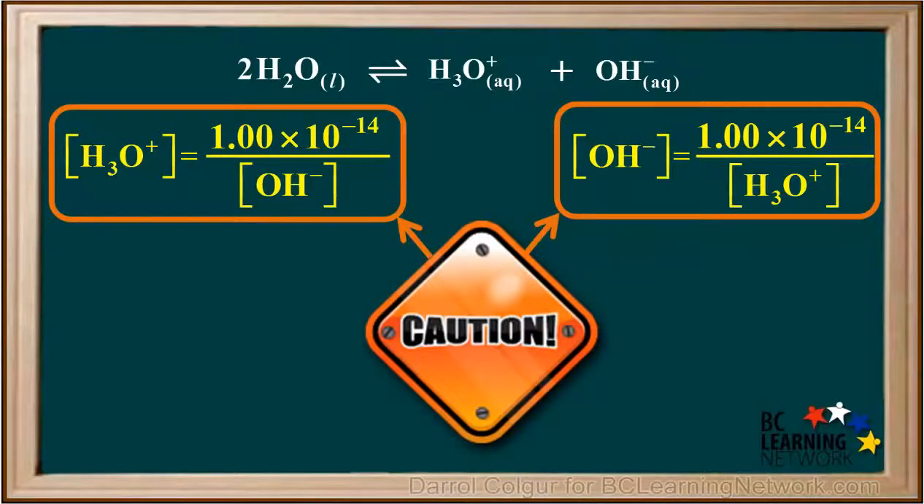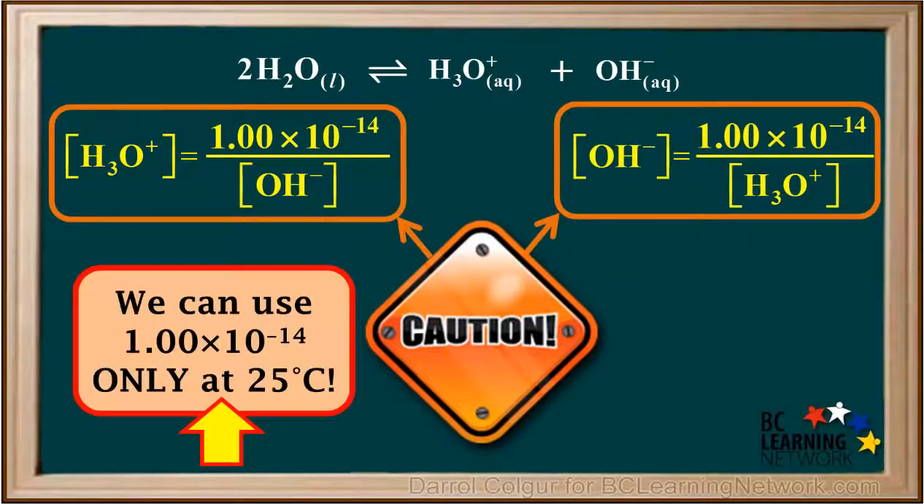But we must use caution with these. Remember, we can use 1 times 10 to the negative 14th only if the temperature is 25 degrees. If we're not at 25 degrees, we could not use this value for Kw. We would have to be given the value of Kw for the temperature we're working at.